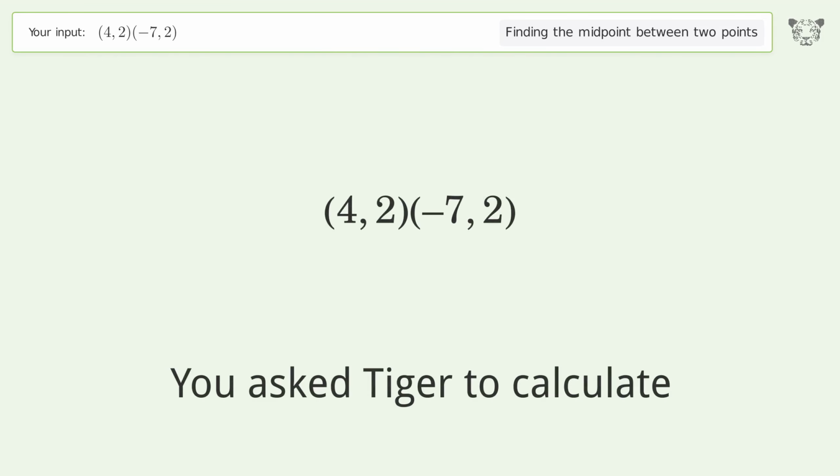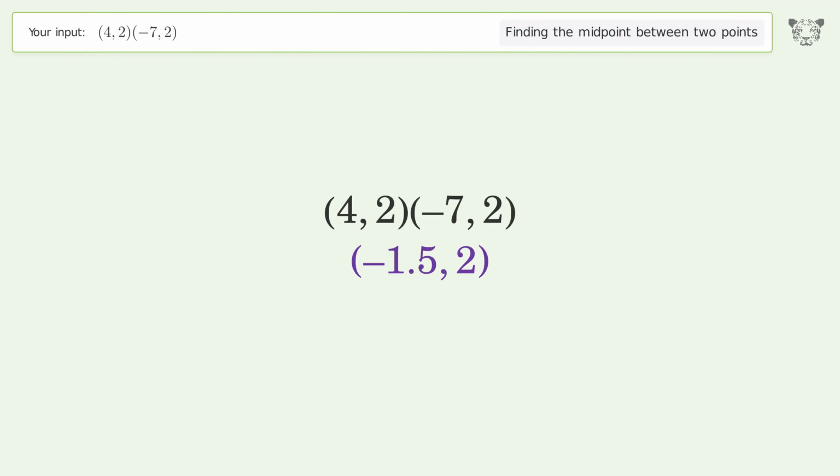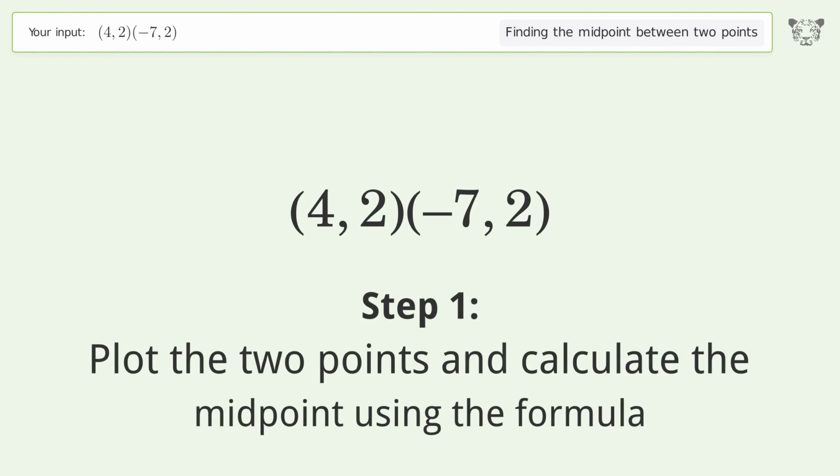You ask Tiger to calculate. This deals with finding the midpoint between 2 points. The midpoint between the 2 points is negative 1.5, 2. Let's solve it step by step. Plot the 2 points and calculate the midpoint using the formula.